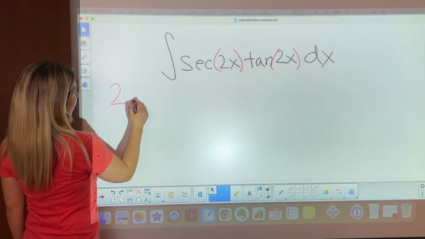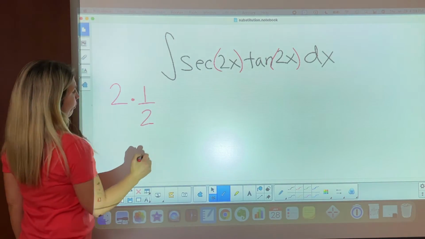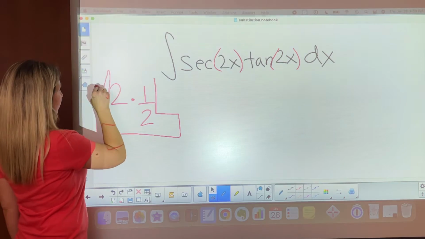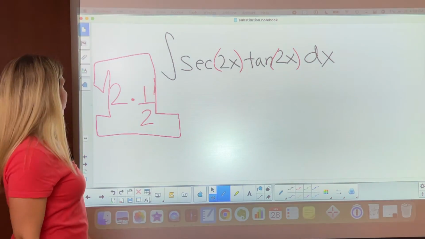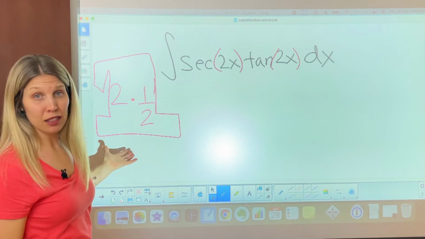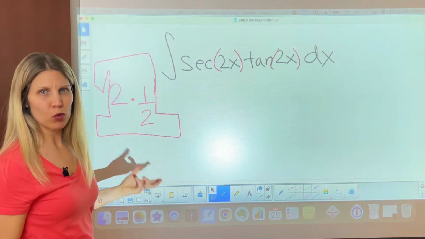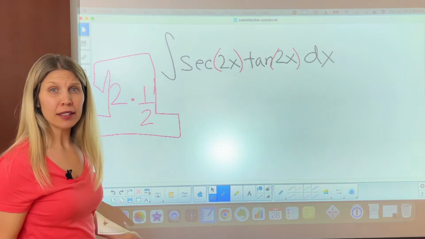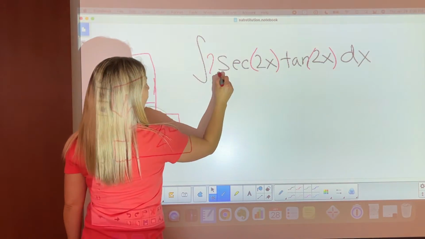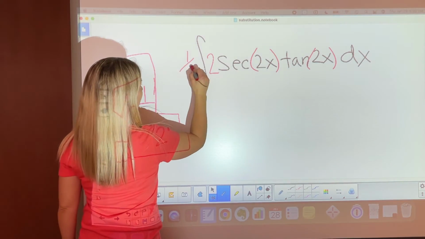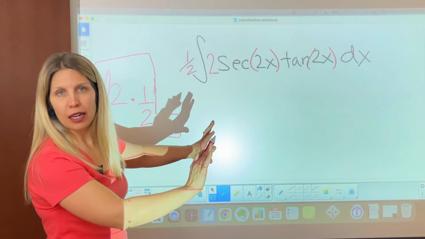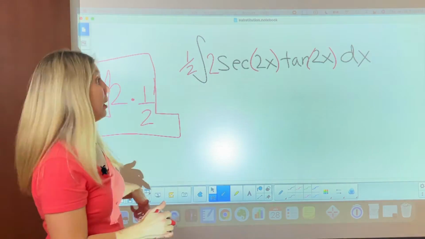2 times 1/2. Sorry, my drawing is not all that great, but isn't this just a fancy looking 1? Isn't 2 times 1/2 just 1? Right? So watch what I'm going to do. Here's the derivative of my inside piece. I'm going to put my 1/2 out front of the integral. It doesn't matter if it's on the outside or inside the integral. It's just going to come down with your answer.